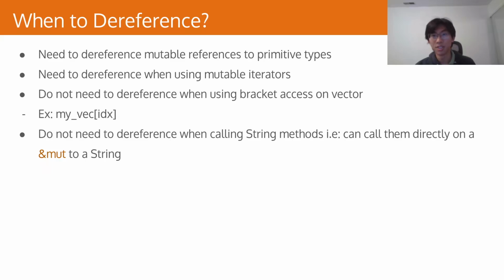Here we'll talk about when to dereference. Usually, you should dereference when you need to get a mutable reference to a primitive type, or if you're using a mutable iterator, like when you're iterating over a vector, you can dereference to change the elements. And some cases when you don't need to dereference are if you're accessing vector elements using brackets. And if you're calling functions on a mutable reference to something, you don't need to dereference it. So for example, if you have a mutable reference to a string, you can just call the functions.